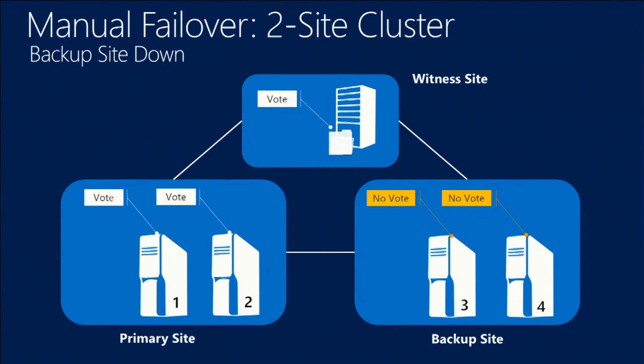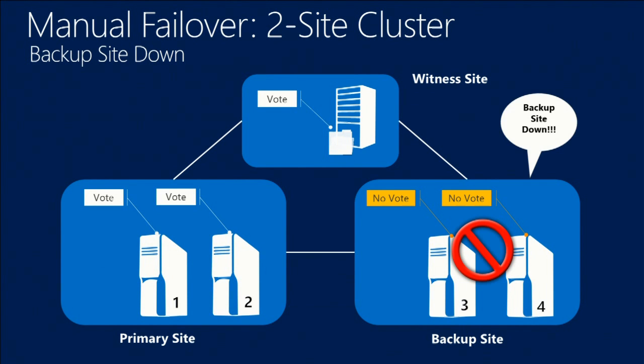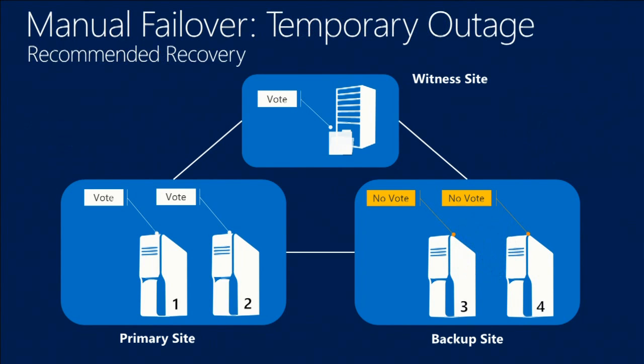So in my manual failover, this is my backup site or DR site. That's my primary site. So I still have 4 nodes, but 2 of the nodes' votes were taken out. The witness has a vote. The primary site nodes have votes. If the backup site goes down, there is no change. The cluster survives.